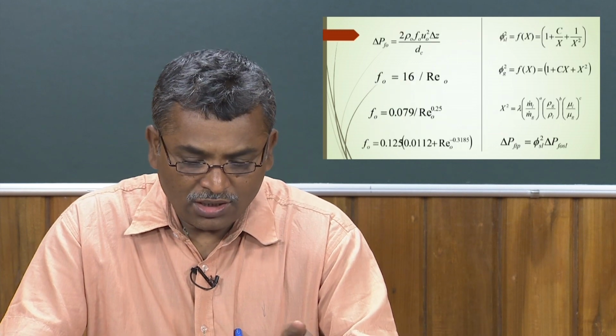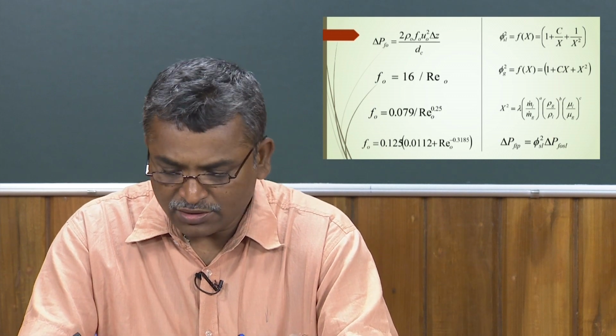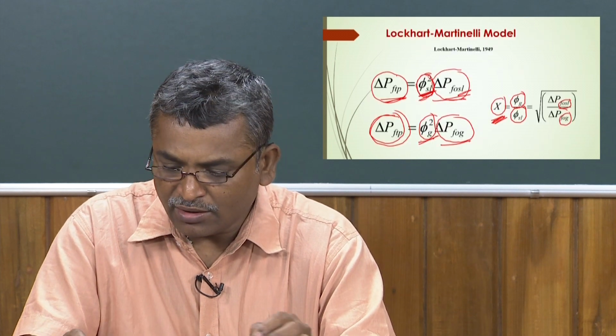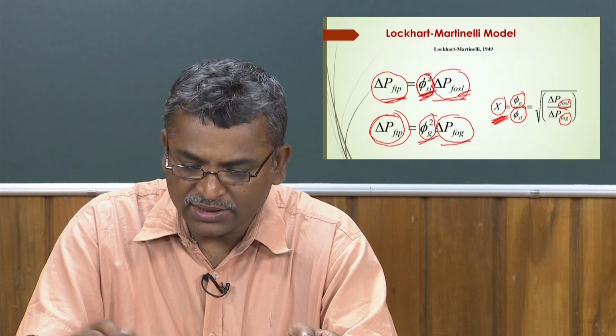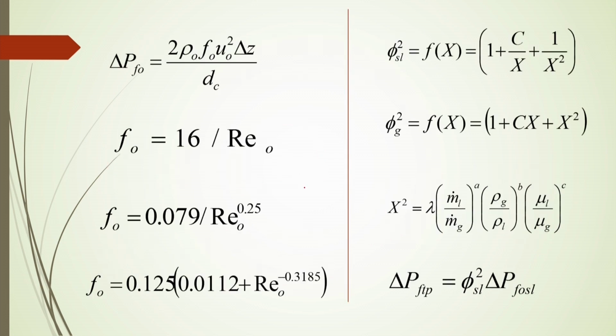Now, to calculate this multiplication factor, of course, you have to know some parameter here. What should be this x parameter, that is the Lockhart-Martinelli parameter, and for this you have to know the frictional pressure drop of the single slurry phase. And for this you have to calculate the frictional pressure drop of the single phase by the Fanning equation like this here. So, it will be 2 rho 0 f 0 u 0 square delta z by dc.